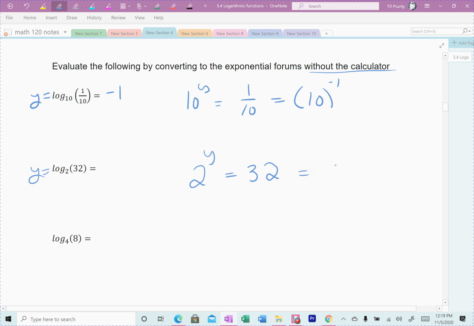Well, 32 is 2 raised to the 5th, right? If you take 2, raise it to the 5th power, so 2 to the 2nd is 4, cubed is 8, to the 4th would be 16, and 16 we'd multiply by another 2 to get us 2 to the 5th, which is 32. And so that means y has to equal 5, right? Because 2 to the 5th equals 32. I guess I should write this one out. 10 to the negative 1 equals 1/10.